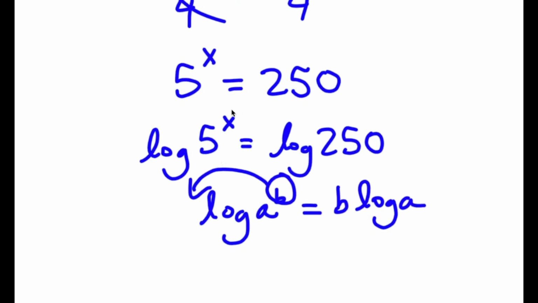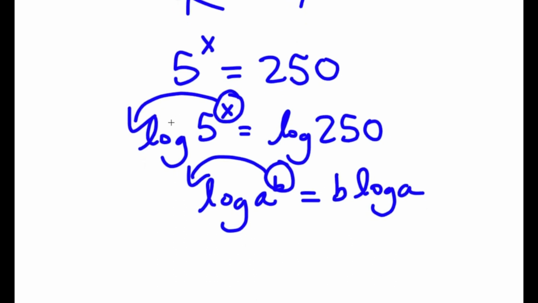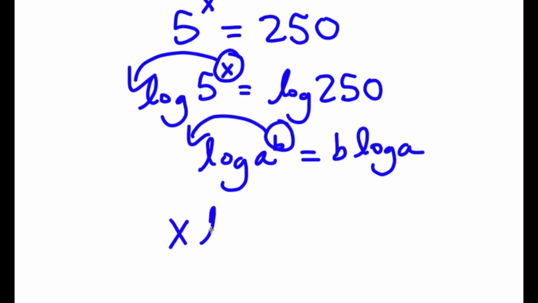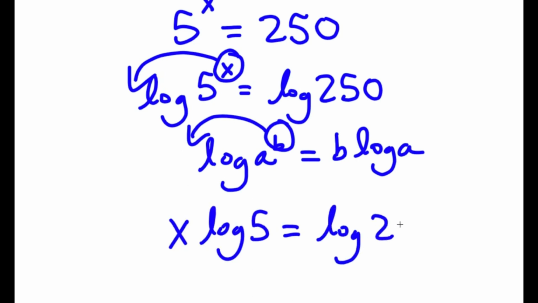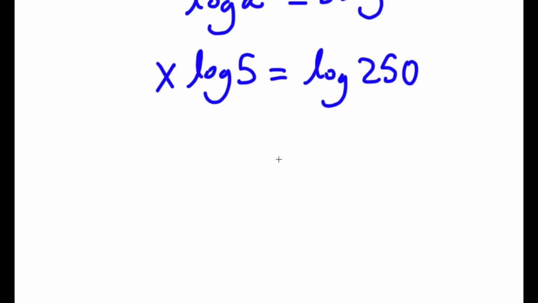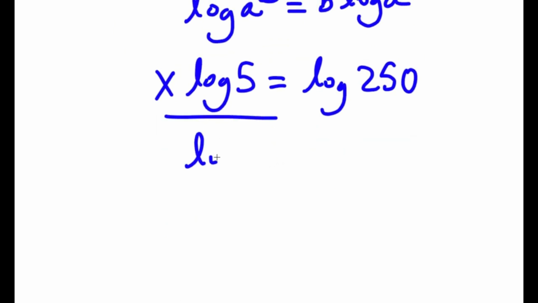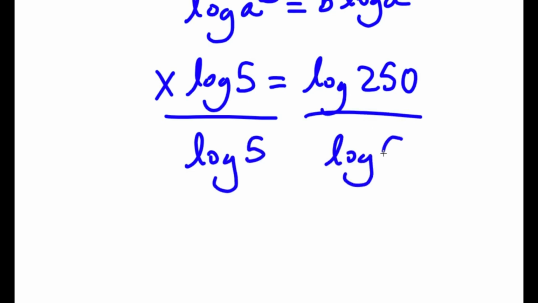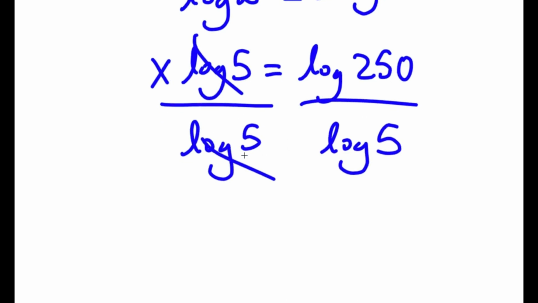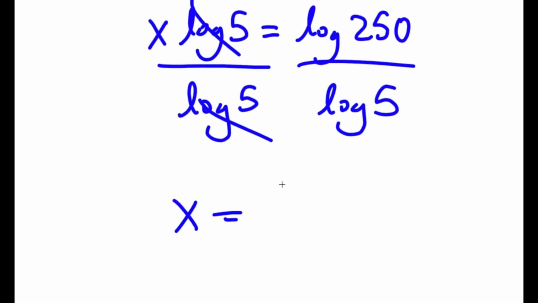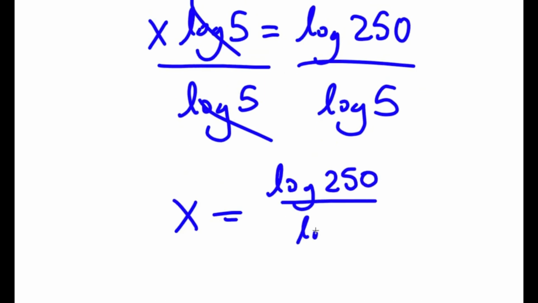So log 5 to the power of x, I can move x to the front. So now I have x times log 5 is equal to log of 250. Now if I divide both sides by log 5, these two cancel out, and I get x is equal to log of 250 over log of 5.